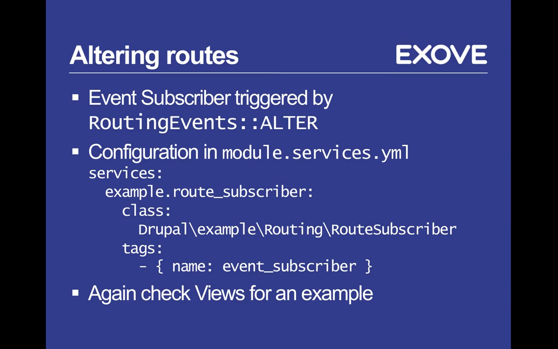And for routing, there are routing events. We are configuring our route subscriber, which takes the routing collection and finds the route we are going to change, makes the changes, and returns that. Again, views is a nice place to get some examples.